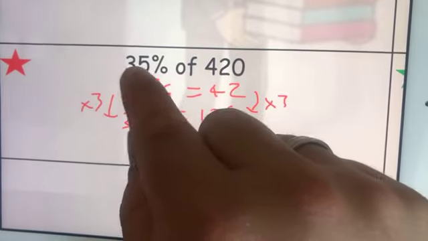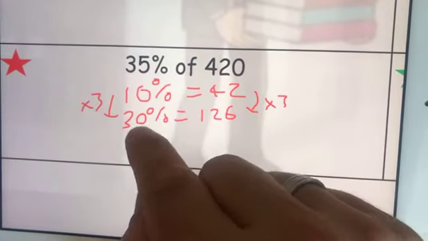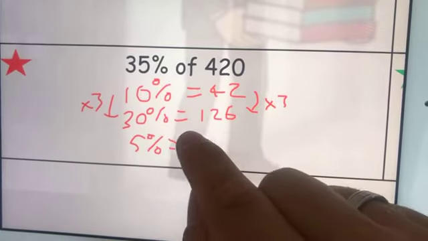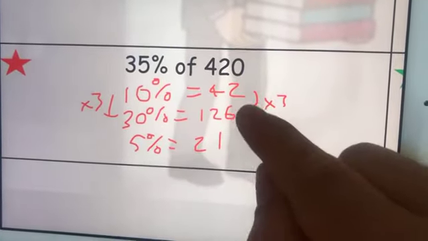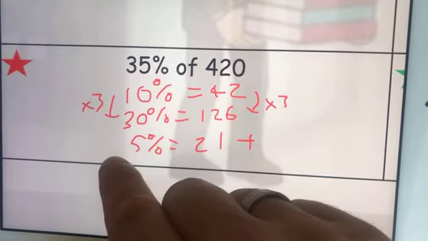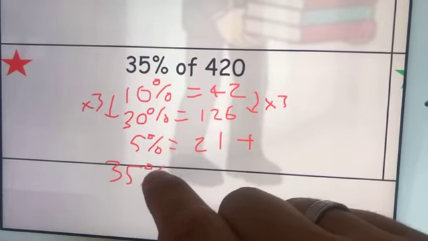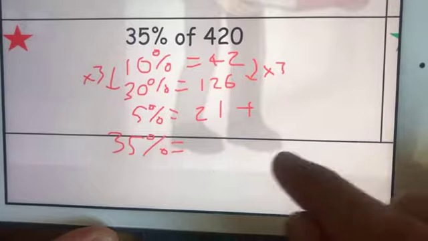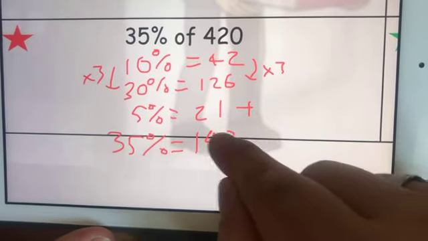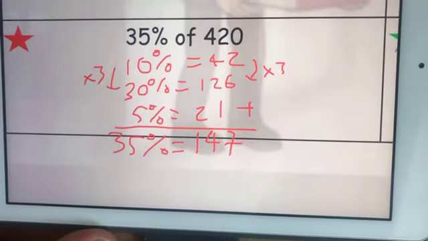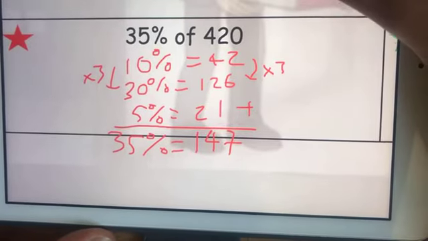Then I want to work out 5%. So what I'm going to do is half the 10% that I already found. Half of 42 is 21. Okay, and then I'm going to need to add these two together to make 35%. 35% would be 21 plus 126, which gives you 147. Very, very straightforward. That's worth 1 point.